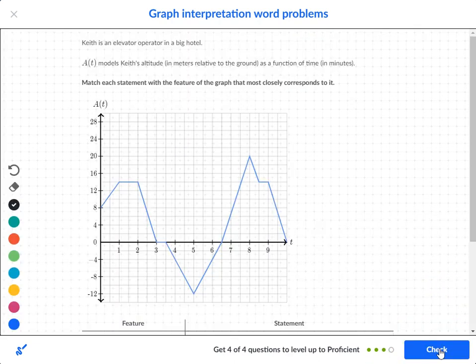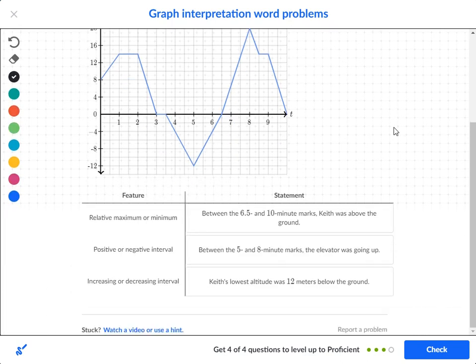Okay, let's go to the next question. Keith is an elevator operator in a big hotel. A is the altitude and T is the time in minutes. Match each statement with the feature of the graph mostly corresponding to it.